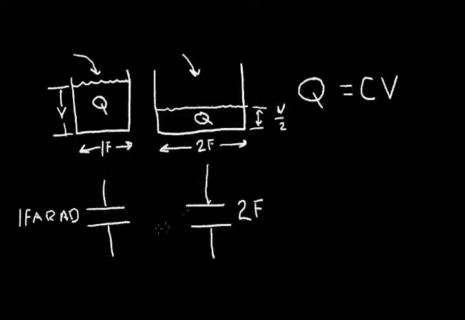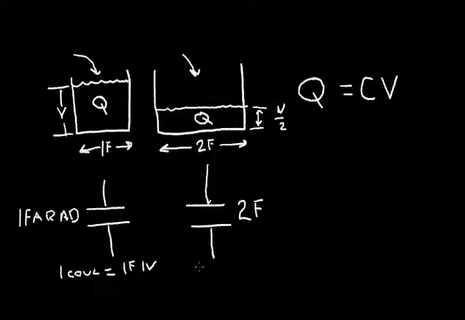So if I write the equation for the charge on the capacitor at the left, I can say the charge, in this case I poured in a gallon, but let's say a gallon is equivalent to a coulomb of charge. I can say this capacitor is 1 coulomb, equal to the capacity, which is 1 farad, times the voltage, which is 1 volt, which is the height of the water in the analogy.